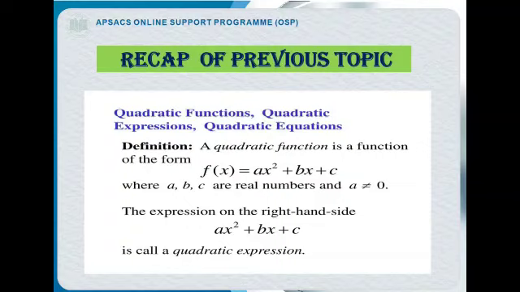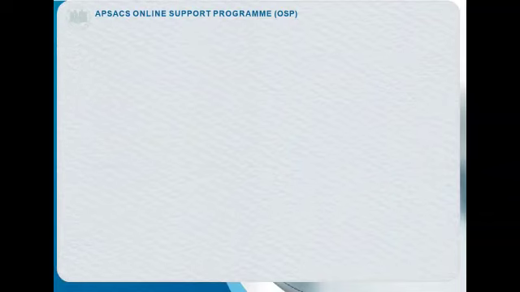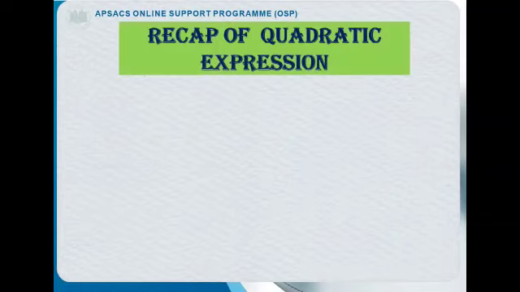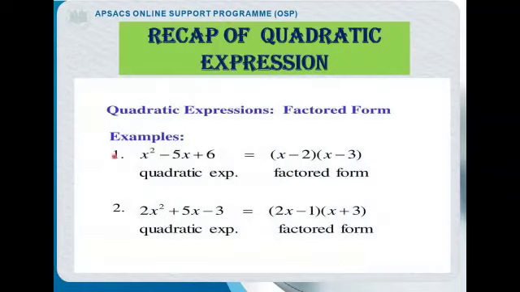The expression on the right hand side, which expression? ax square plus bx plus c. This whole expression is known as quadratic expression. Why? Because it is the same variable but the powers are different. Example of quadratic expression. See, x square minus 5x plus 6. Clear? See, same variable but the powers are different.